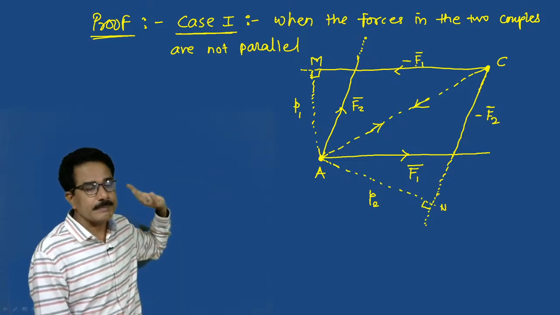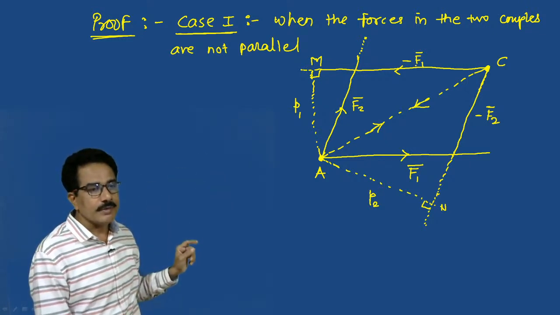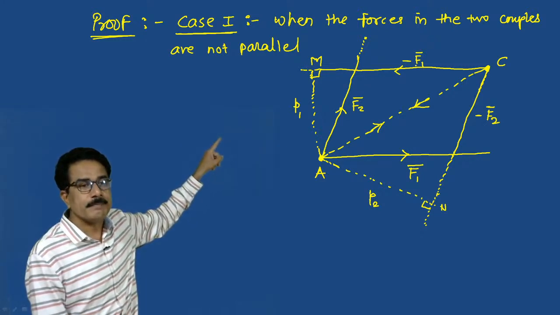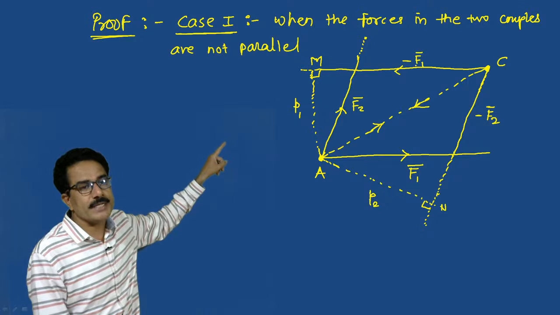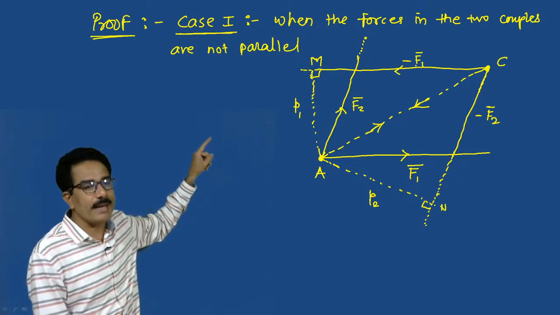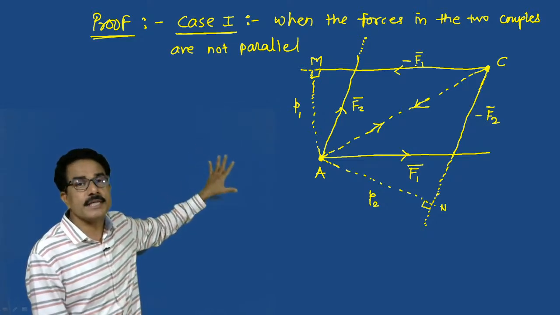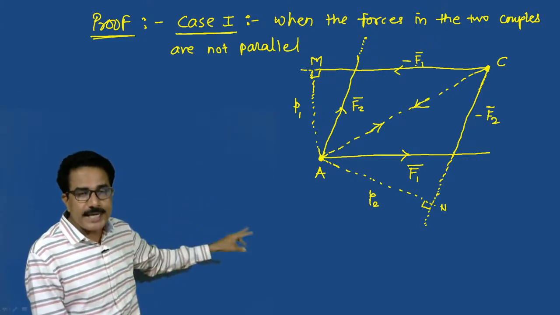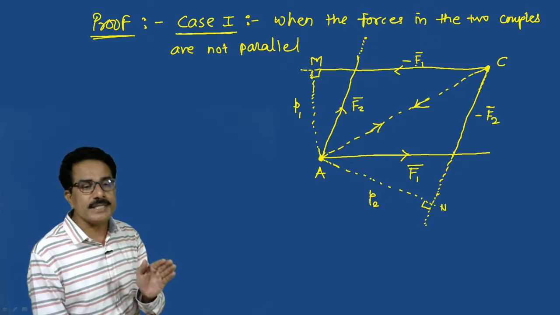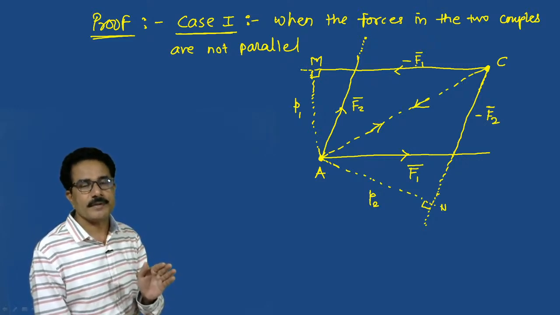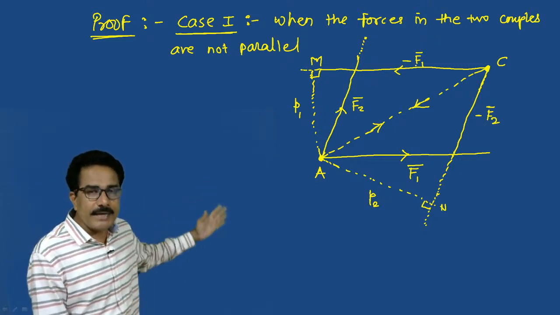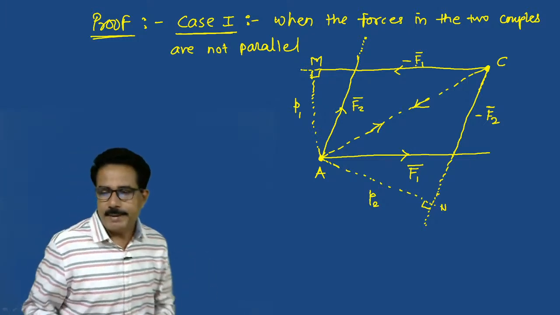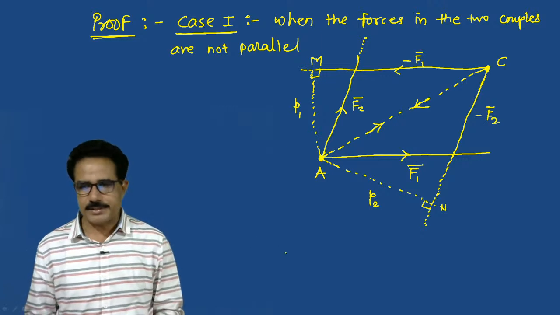Draw AM perpendicular to the force minus F1 bar, which is the arm of a first couple. Draw AN perpendicular to minus F2 bar, which is the arm of a second couple, which is denoted by P2 bar. We can write this in this way.